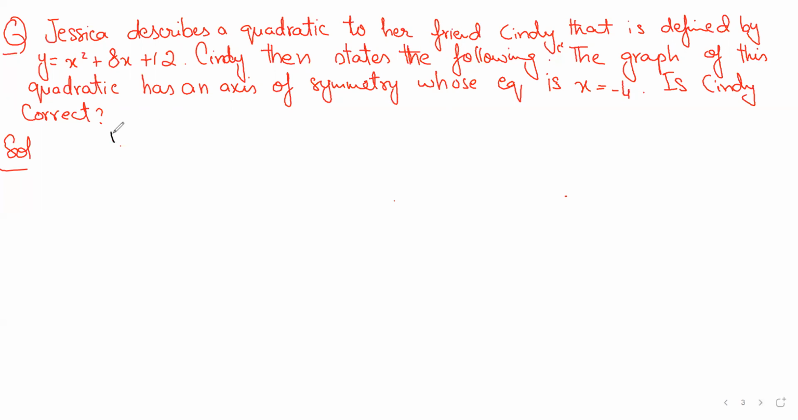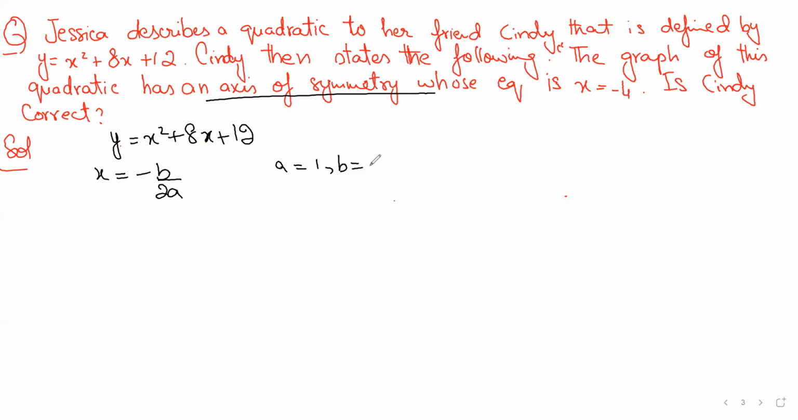Because we have been given this equation, y equals x squared plus 8x plus 12. It's a very simple question. It looks very difficult, but it's a simple one. For the axis of symmetry, we use this formula, -b over 2a. My a is 1, my b is 8, and my c is 12. I got all these values from this equation.